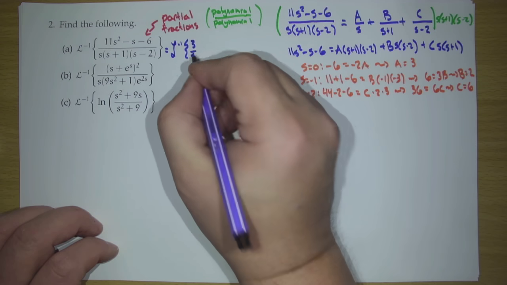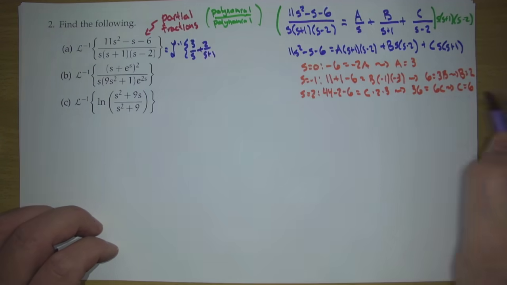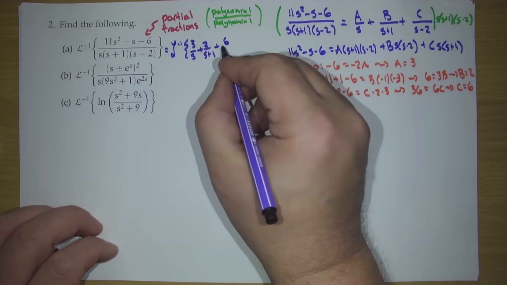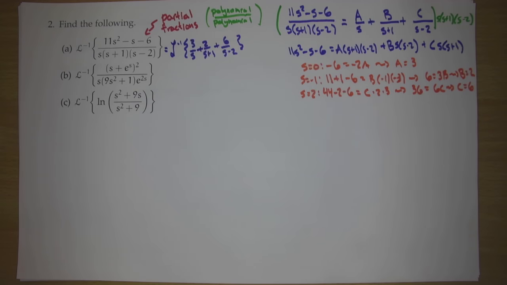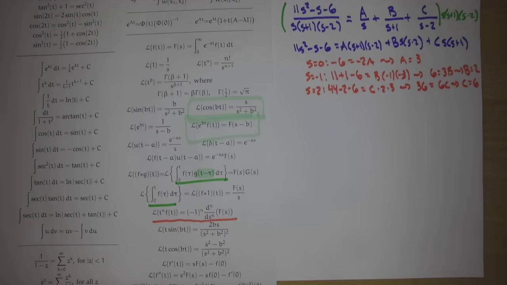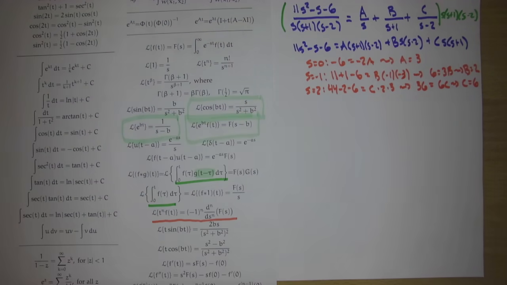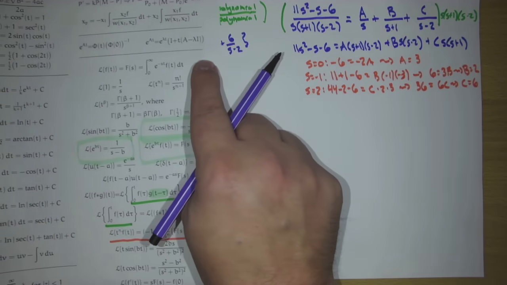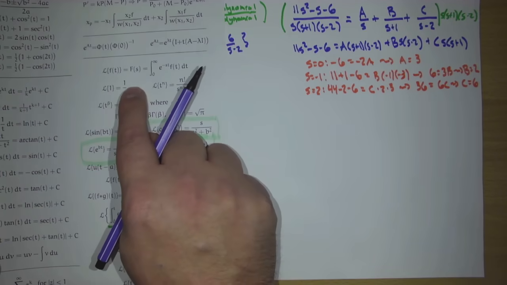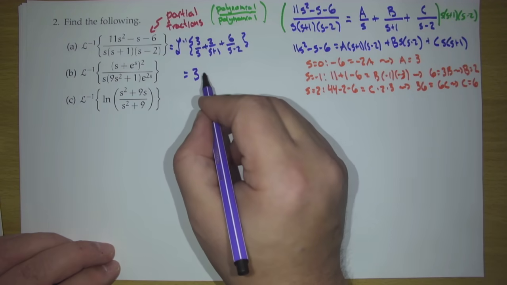So 3 over s, 2 over s plus 1, and 6 over s minus 2. And now, each one of these individually is pretty straightforward because they all fall into this camp. They all are part of the exponential functions. So you just have to see it's s minus something. So, well, in this case, the 1 over s minus 0, e to the 0t, but it's the same as 1. So we end up with 3.